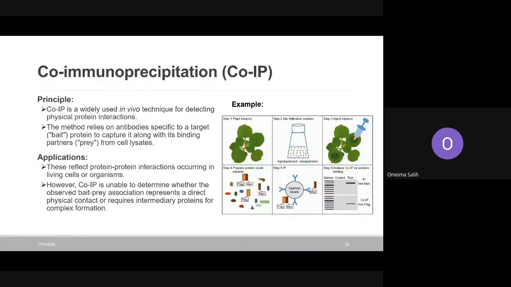And as I mentioned, this is one of the proteomic methods. We are going to speak about it more when we come to the proteomic methods. We will talk more about Western blotting, which is an antigen antibody verification method.